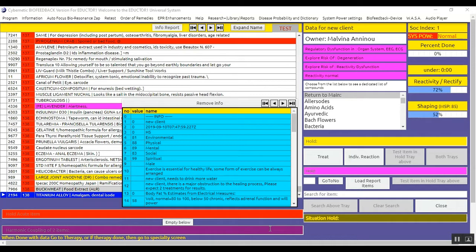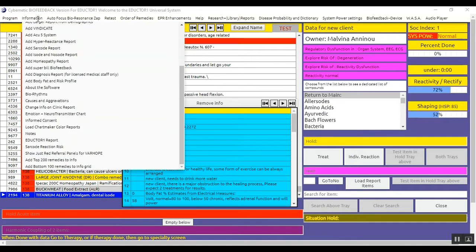For our purpose here, let's access the VARHOPE screen from the main matrix. We click on Information, we go down the drop-down, and we click on Show Red Referral Panels for VARHOPE.